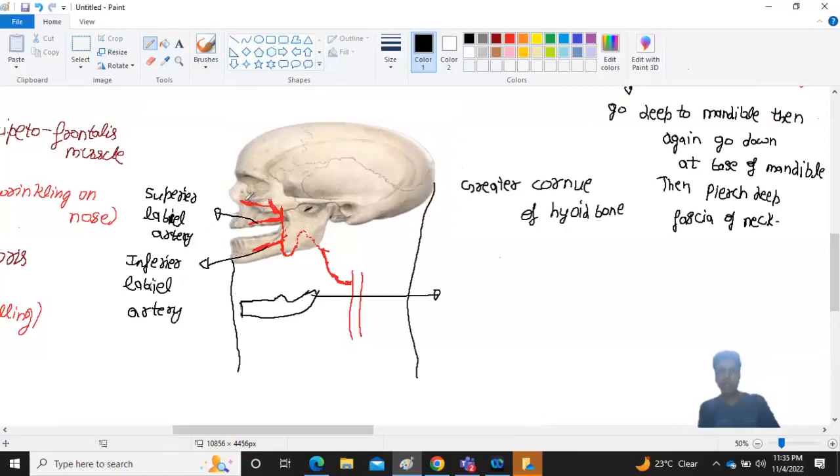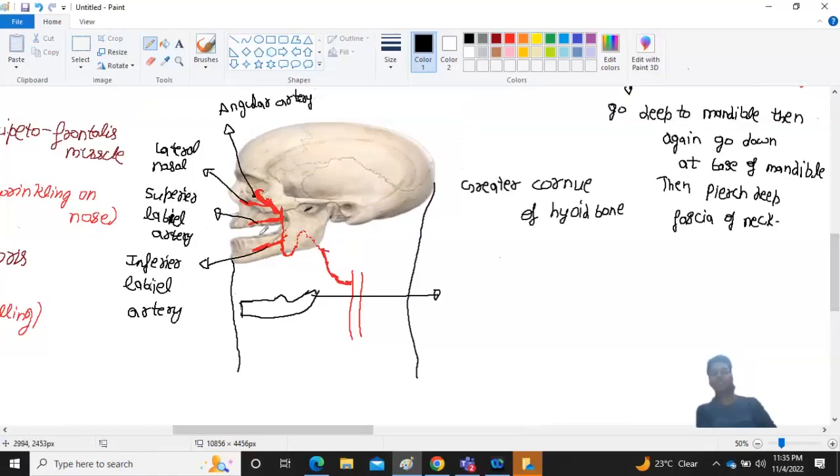We can say this is the facial artery which supplies the nose, the lateral nasal. We can say this is the lateral nasal. These are the three branches. Then this goes inside the orbit and joins another branch, the superior ophthalmic artery. We can say it goes inside the orbit as the angular artery.